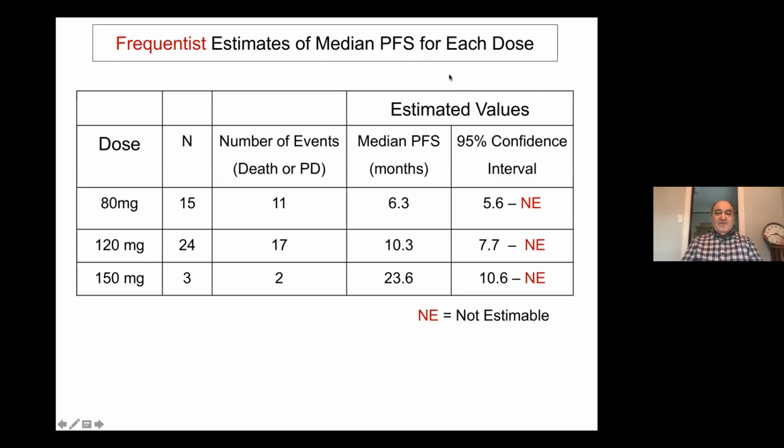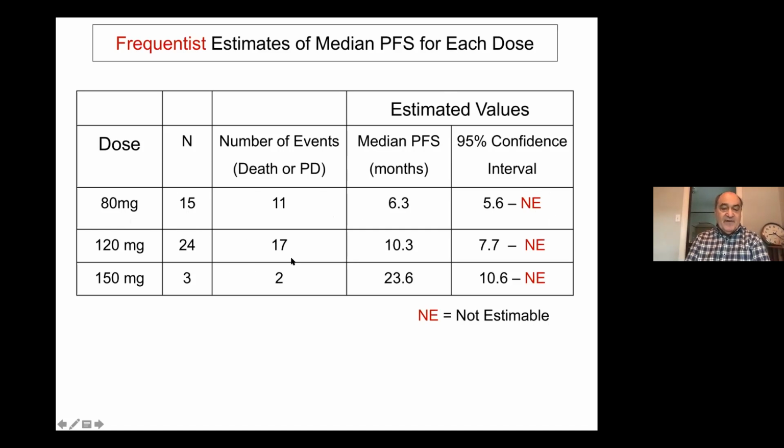And here is what happens when you want to estimate median progression-free survival. In this case, at 80 milligrams, you had 11 patients that died or had disease progression out of 15, and the median is estimated at 6.3. But you have this problem that using the standard formula, you cannot get an estimator of the upper limit of the confidence interval. It's not estimable. So you go to the formula and little NE pops out of the computer.